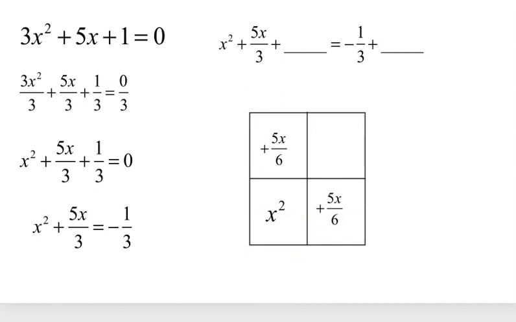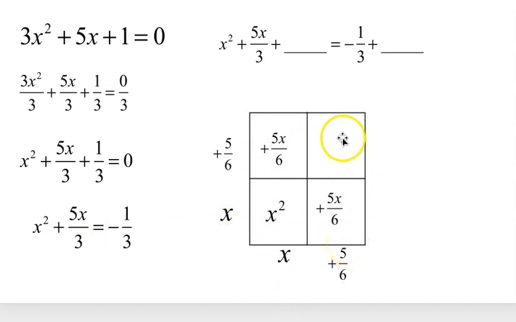What do we have? X times x is x squared. That's pretty obvious. So x times what is plus 5x over 6? In each case, it is plus 5/6. Again, yes. 5/6 times x is 5x over 6. 5/6 times x is 5x over 6.